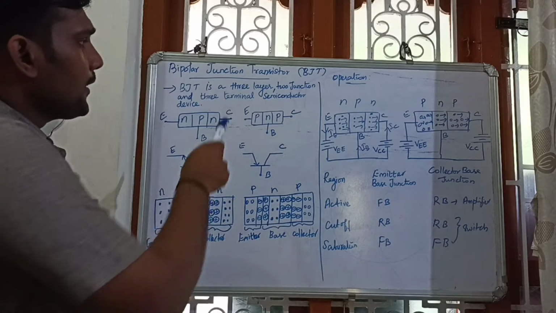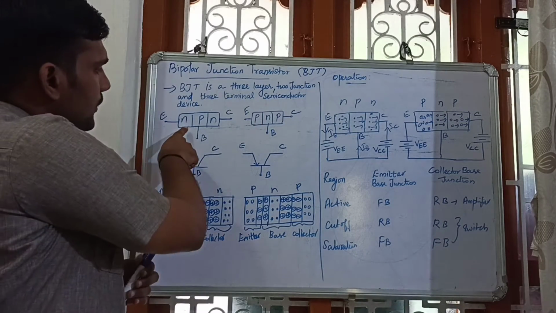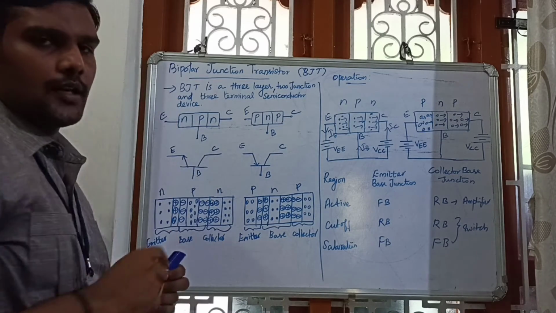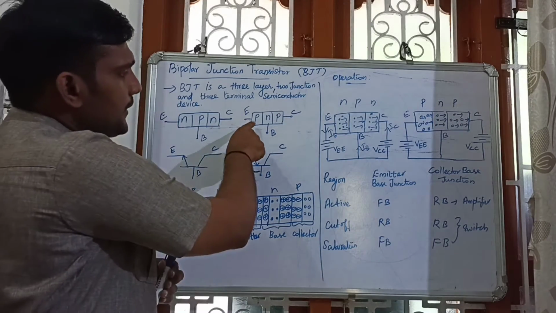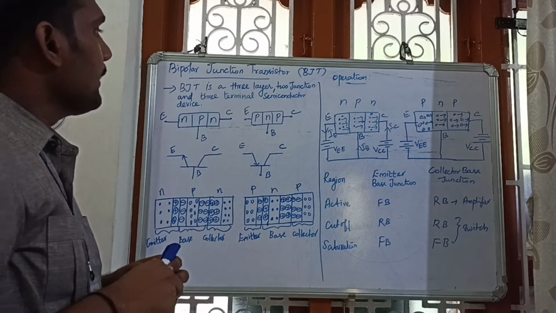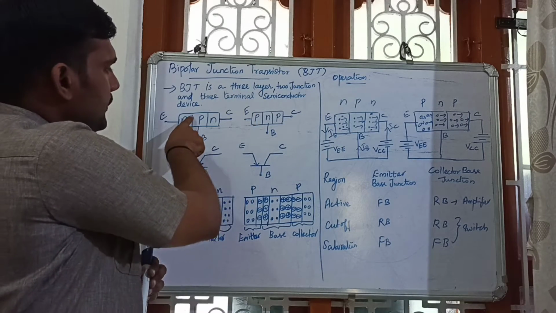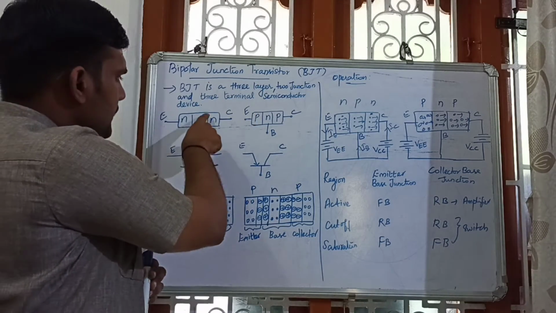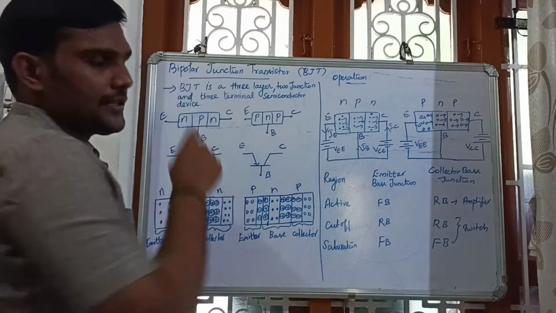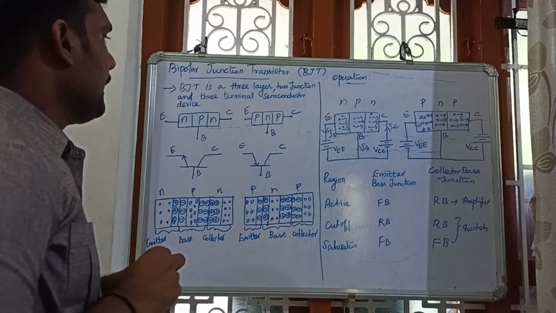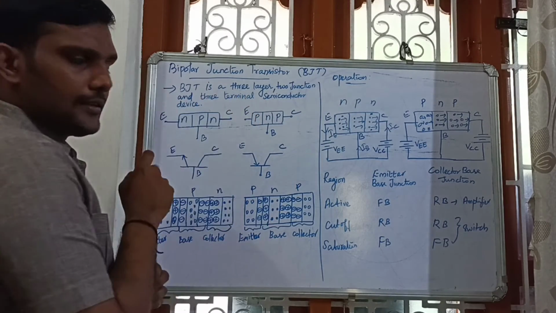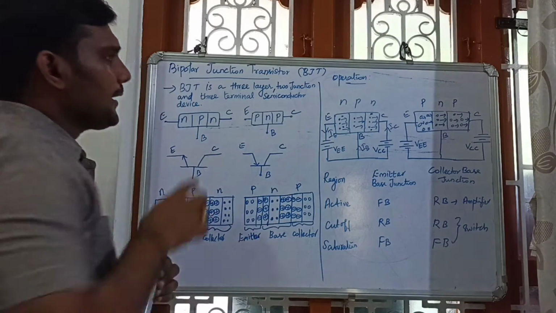Here, 3 layers. In the NPN transistor, the 3 layers are N, P, N. In the PNP transistor, the 3 layers are P, N, P. Then 2 junctions. Here, this is one PN junction, this is another PN junction. Here, this is one PN junction, this is another PN junction. Totally 2 junctions are available. And 3 terminals. The terminals are emitter, base, collector. Here also emitter, base, collector.